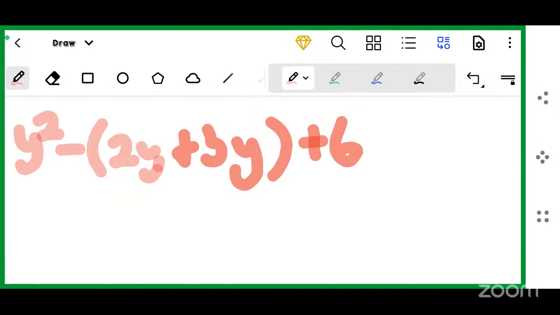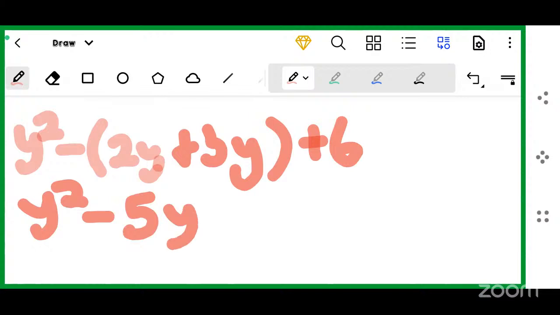y to the power 2 minus 5y plus 6, because you add the 2 and the 3 and then it gives you 5. Okay, understand that. And then the last one, plus 6, ma'am. Okay, plus 6.